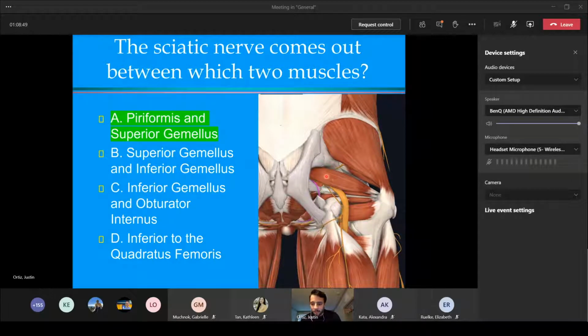So again, just in case you need some clarification, this is piriformis. This is going to be superior gemellus. This little tendon right here is going to be obturator internus.